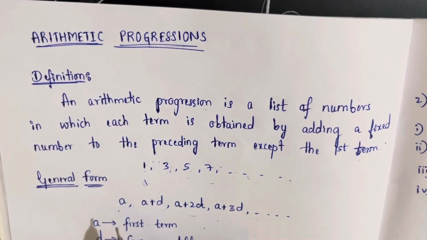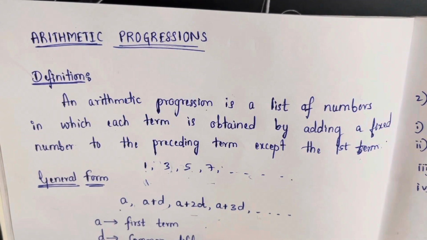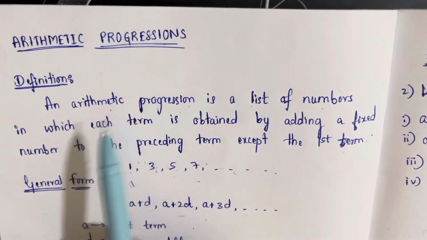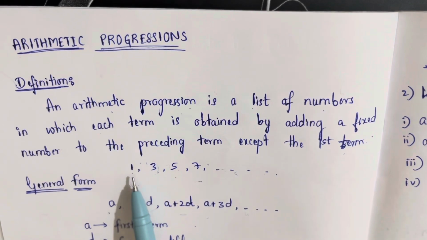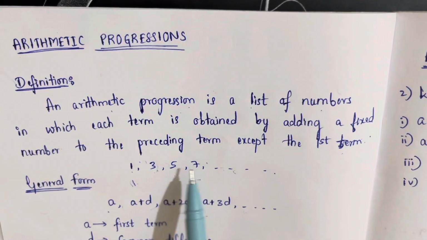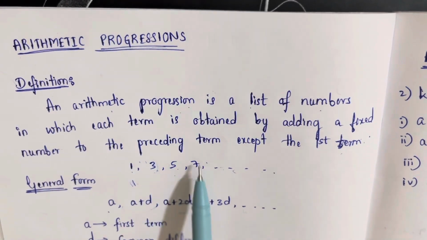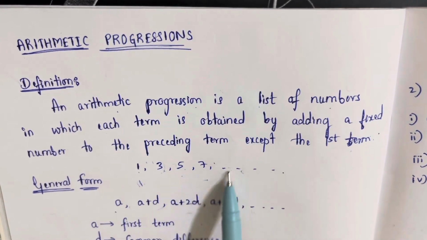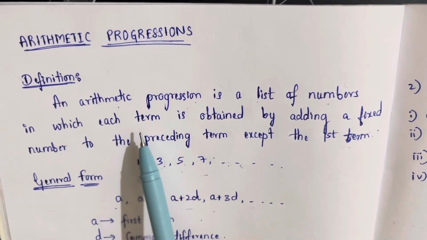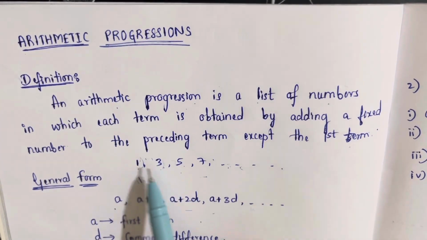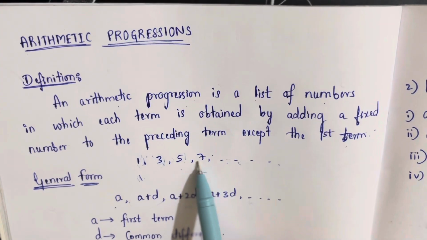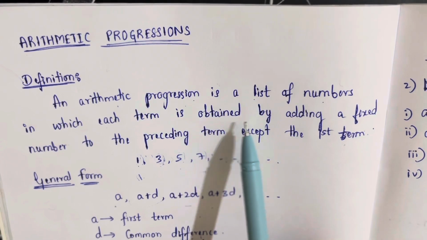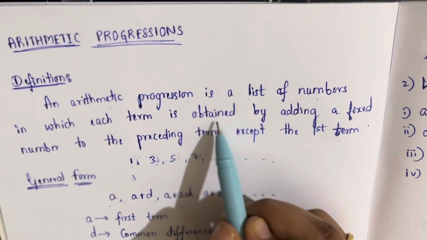So what is an arithmetic progression? An arithmetic progression is nothing but a list of numbers. You can see here I have written an example: 1, 3, 5, 7. These are numbers. An arithmetic progression is a list of numbers in which each term, whatever numbers you can see over here, is known as a term, and each term is obtained by adding a fixed number.